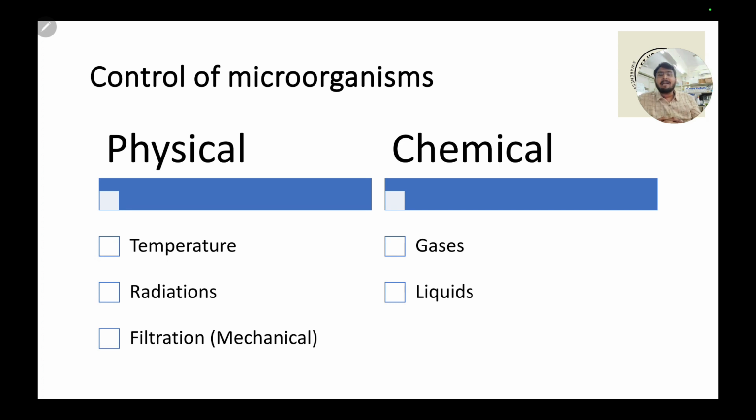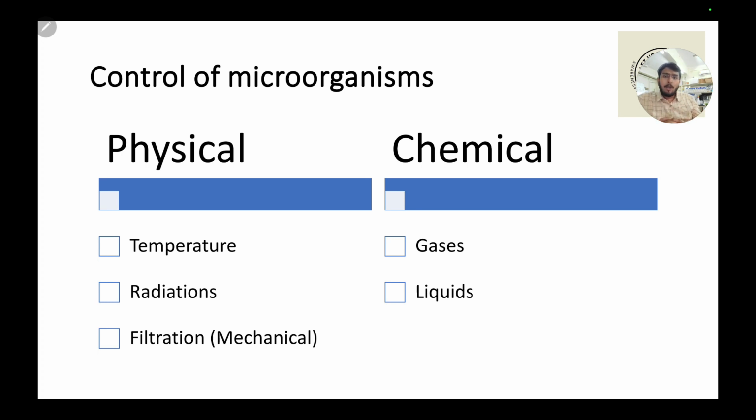As far as chemicals are concerned, there are several gases and liquids that are normally used for control of microorganisms. Right from phenolic agents to quaternary ammonium compounds to halogens to heavy metals, there are so many options out there which are used as chemical agents for control of microorganisms. Even some gaseous agents like ethylene oxide are used very commonly for killing microorganisms in medical setups, especially in hospitals.